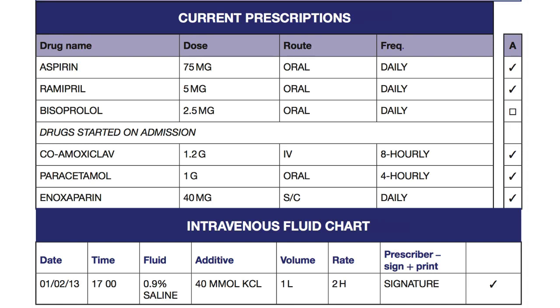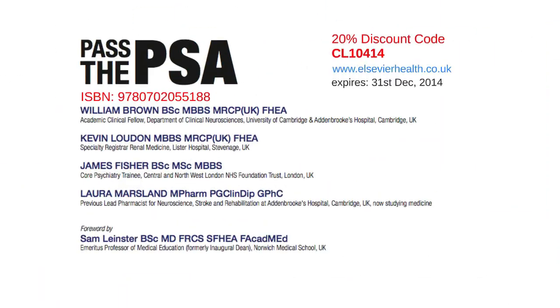Paracetamol has been prescribed for pain relief, but it has been written up as 1 gram every 4 hours, meaning that the patient is receiving a total dose of 6 grams per day. The maximum dose per day is 4 grams for paracetamol, so the frequency here should be 6 hourly, not 4 hourly. Enoxaparin, as we've already discussed, has been written up for DVT prophylaxis, but for the same reasons as the aspirin, this should be stopped. Finally, we come to the intravenous fluid chart. Fluids are definitely appropriate in this patient. However, in the presence of hyperkalemia, the addition of 40 millimoles of potassium chloride is not appropriate as it will worsen the situation.